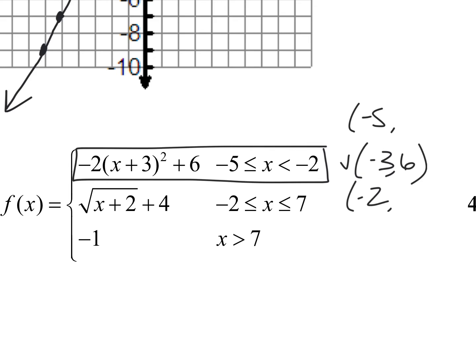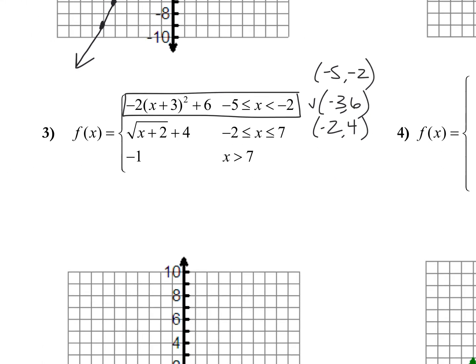When I plug in -5 to this equation, I get -2 squared is 4, -8 plus 6 gives me -2. That shouldn't be too difficult for you guys to be plugging numbers in. When I plug in -2, I get 4. And so that is going to be the first part of my piecewise function. Be really careful. The -5 is a closed circle and the -2 is an open circle.